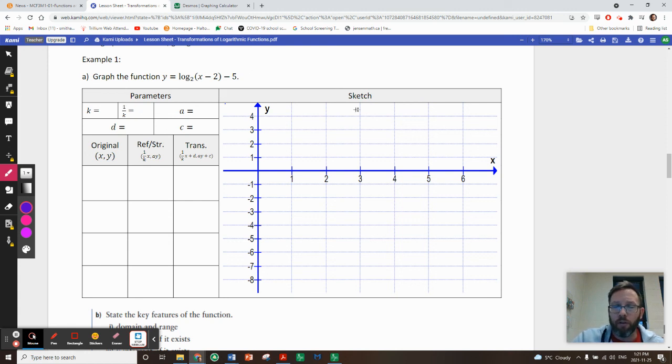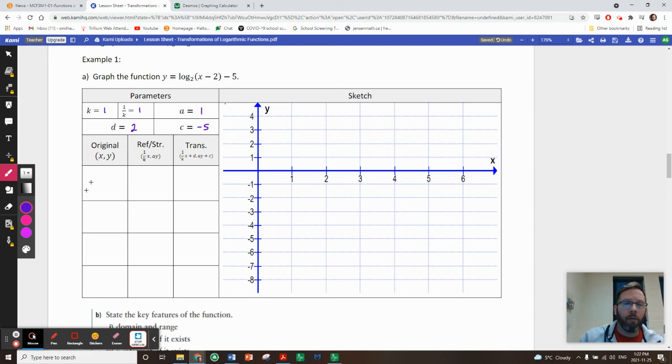So the first thing we're going to do is pick off all our parameters so that we can do the transformations. Looking at this function, we can see that we are not multiplying the x by anything. So k equals 1, and so our horizontal stretch or compression is just going to be 1 as well. We're also not stretching it vertically. a is 1. This one, we're subtracting 2, so d is 2, and we're subtracting 5, so c equals -5.